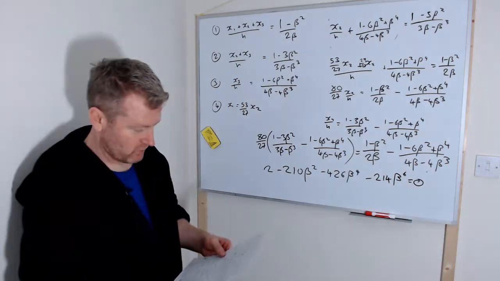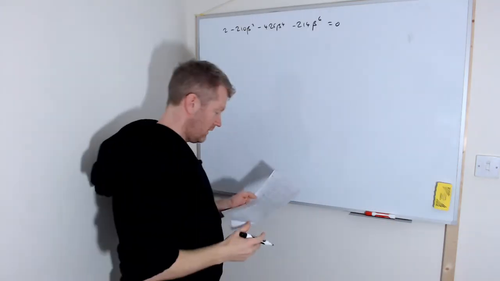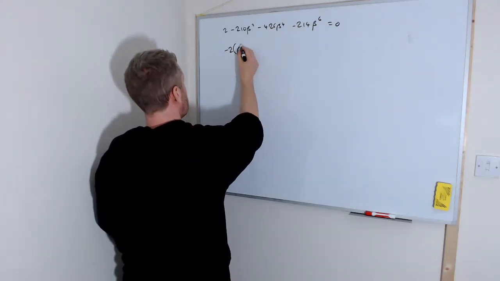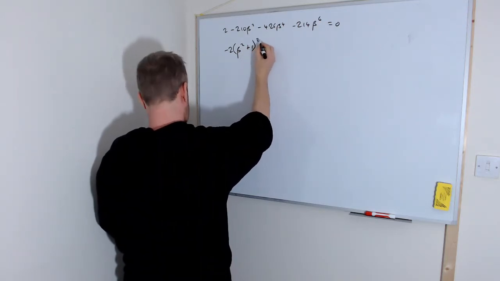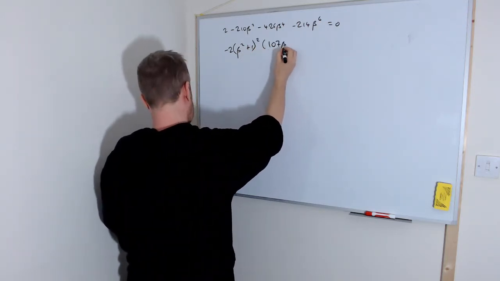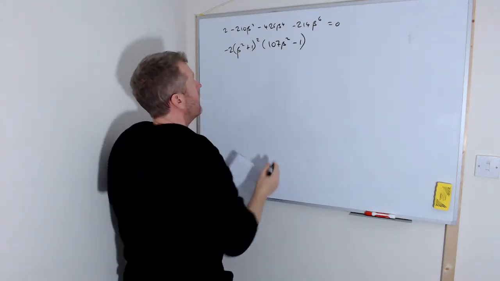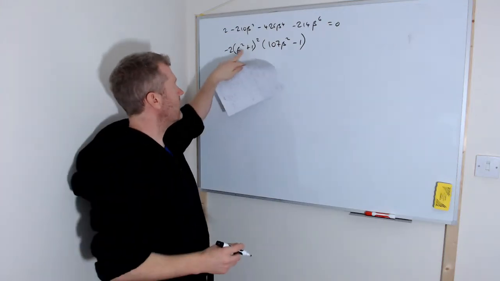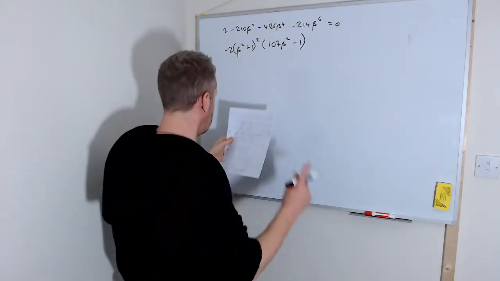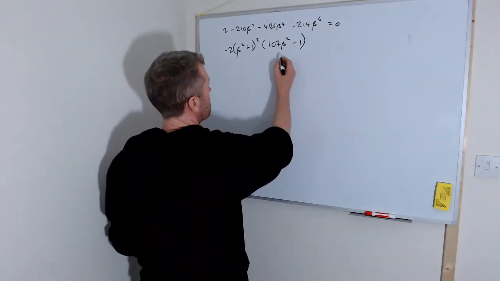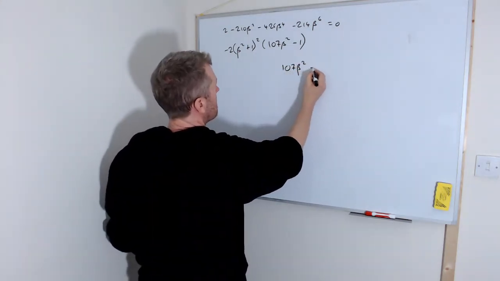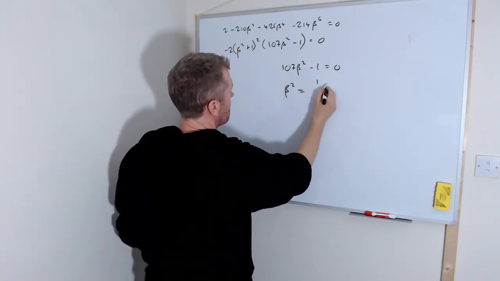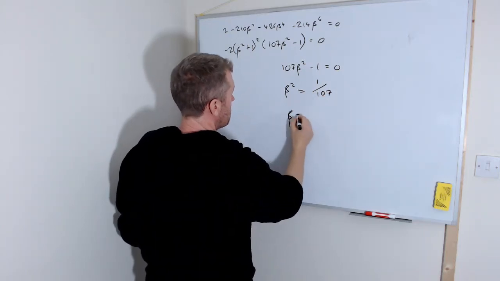This is a cubic in beta squared and it does factorise, believe it or not. We get minus 2 lots of beta squared plus 1, squared, times 107 beta squared minus 1. So this has got a couple of real roots and a few complex roots. We don't have to worry about them, and we're going to have a negative root here. We can ignore that as well. We only want the positive root. So we set this equal to 0, minus 1 equals 0. That implies beta squared equals 1 over 107, and beta equals the square root of 1 over 107.